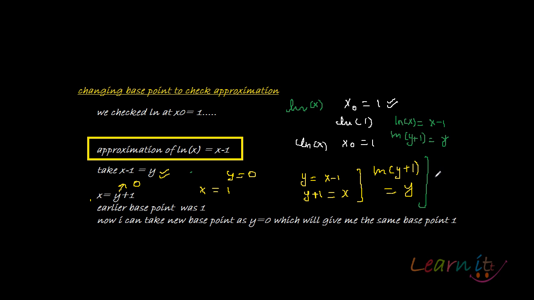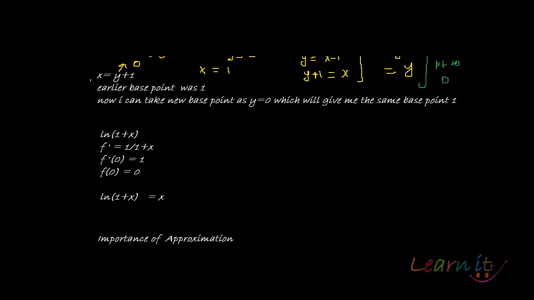So now I can change my base point to 0, resulting in the same thing. I've just changed the function. What I've done is we've just shifted things by 1. That's all I'm doing. In the domain, I'm shifting things by 1, and hence I'm getting a new functional value approximation.